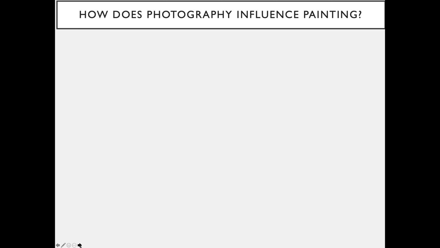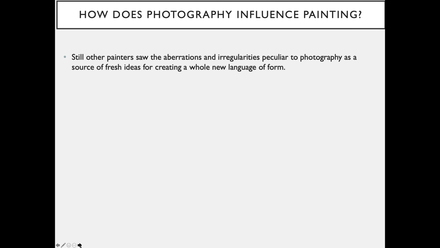How does photography influence painting? Still other painters saw the aberrations and irregularities peculiar to photography as a source of fresh ideas for creating a whole new language of form. So we're going to see painters start to cut things off, the way the camera will cut, impose this rectangle on the world and crop on the edges.